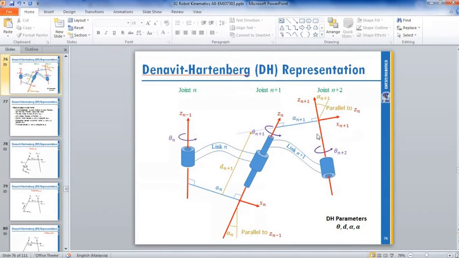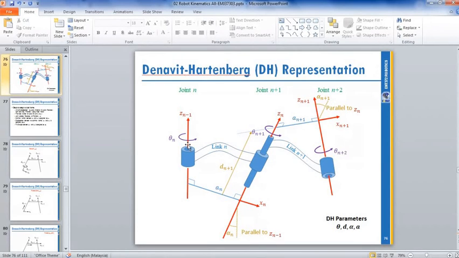Rotation along X, we call alpha. So this is theta, distance Z. Distance for theta, Z. Alpha is rotation X. A is distance X. And then the technique for the homogeneous DH method, so X must be perpendicular, 90 degree, perpendicular.